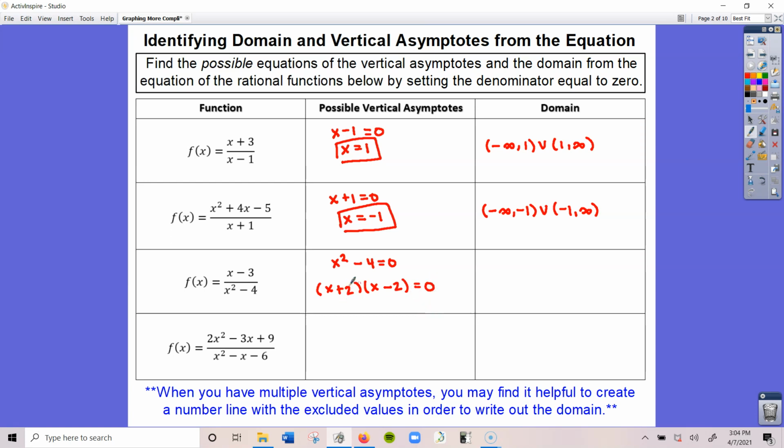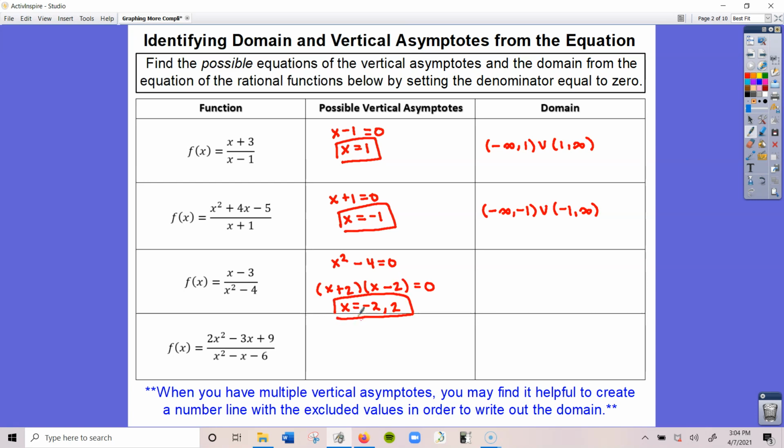So that means that here we have two vertical asymptotes instead of one. We have x is equal to negative 2 and x is equal to positive 2 if you set each of these factors equal to 0 and solve for x.